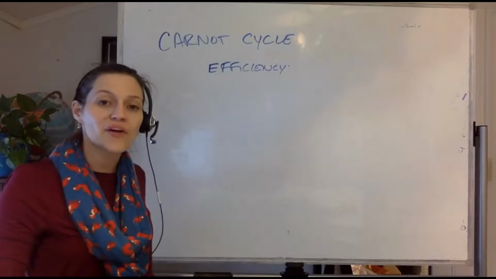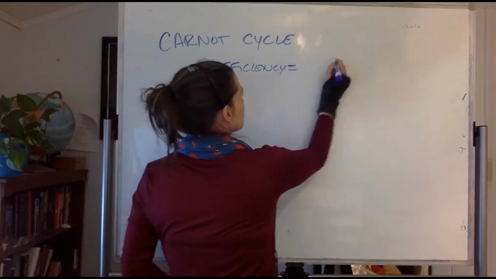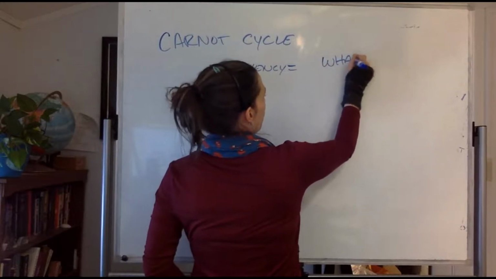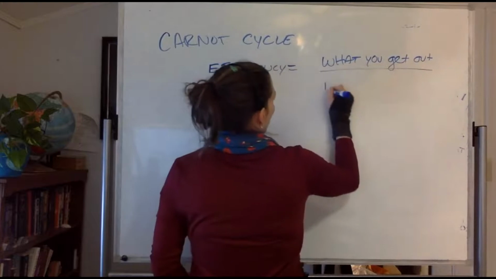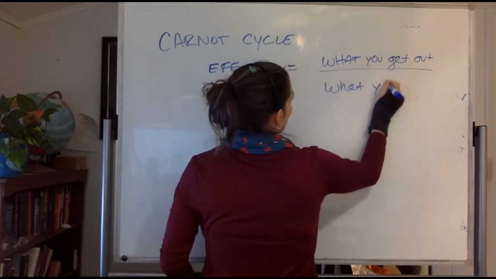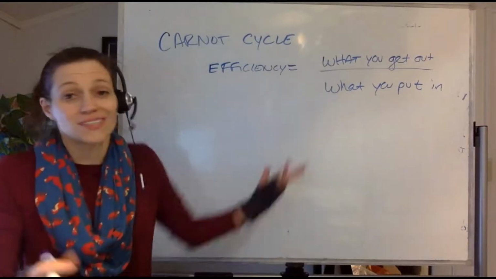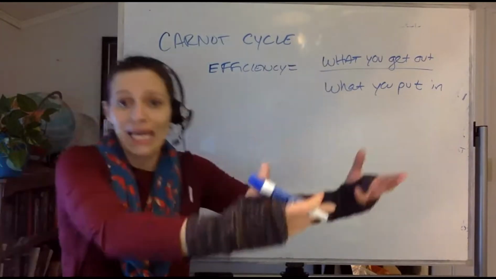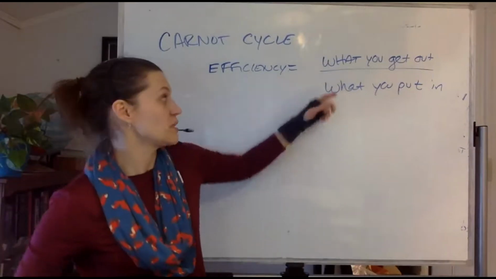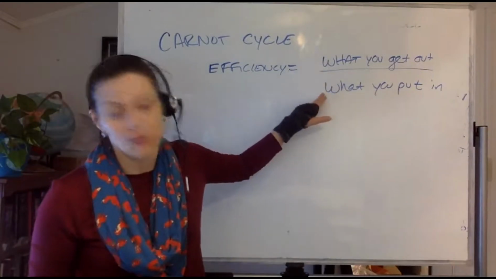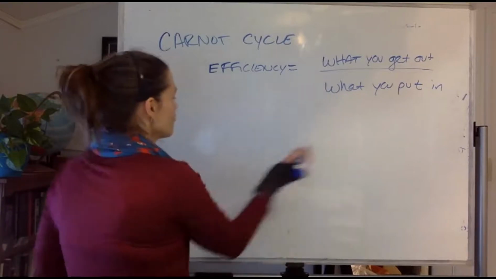Now we're going to talk about the efficiency of the Carnot cycle, and the efficiency is going to be equal to what you get out divided by what you put in. So that's essentially the idea of efficiency. You're going to put something in, and if you get all of it back out, 100% efficiency. What you get out is equal to what you put in. Again, not the case.